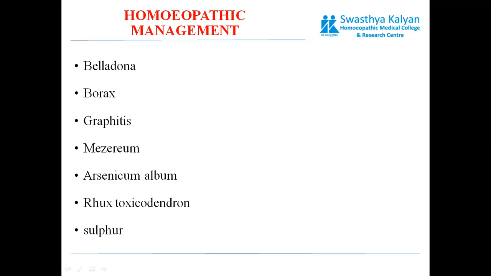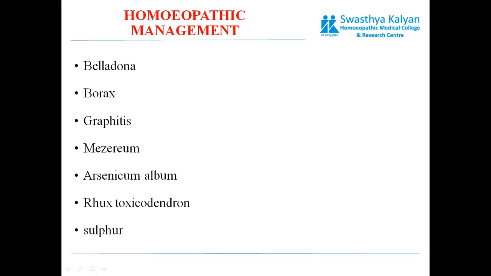Then the particular symptoms when we have to prescribe it in diaper rash: the skin lesions are uniform, smooth, shining, and bright red in color. The skin is hot or warm to touch, and the skin rashes are very sensitive. The child cries when touched.